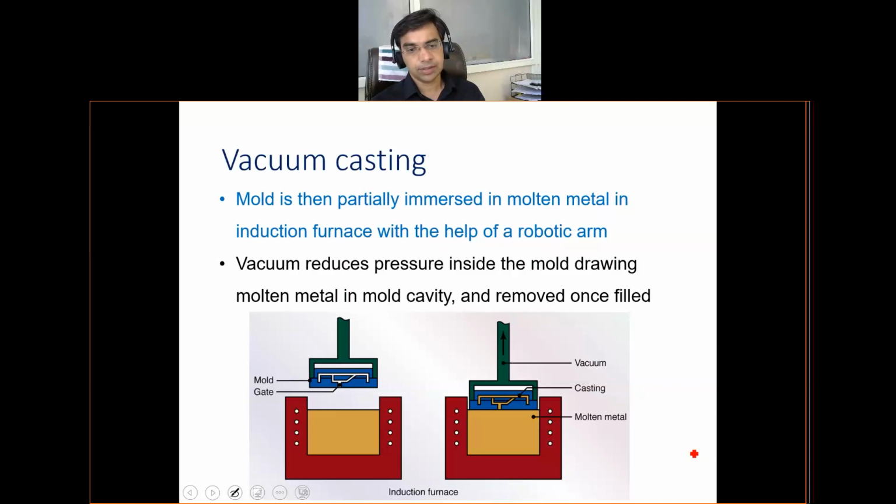The next process that we will briefly discuss is the vacuum casting process. Vacuum casting is basically a process in which vacuum is used to get the metal inside the cavity.